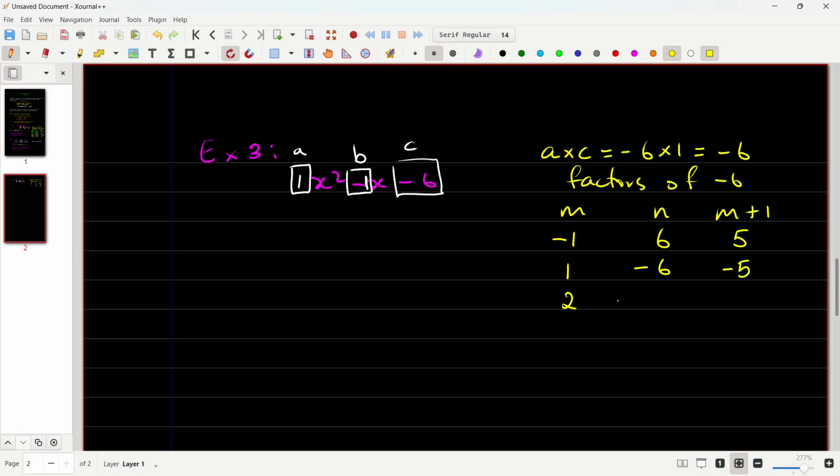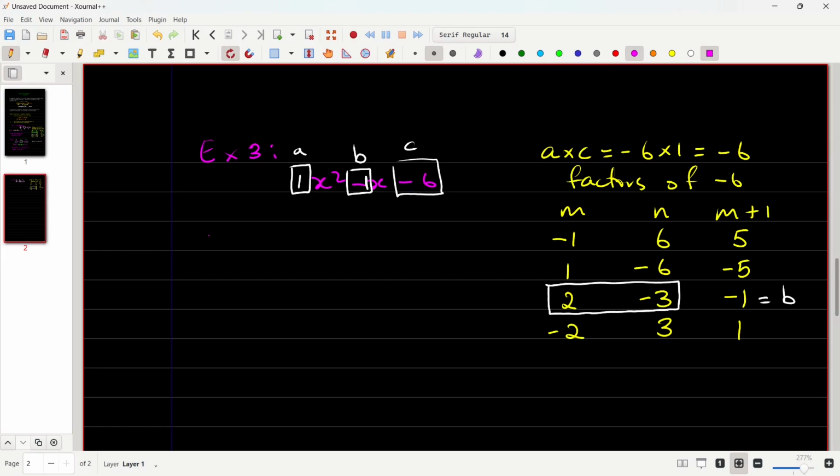Then we have 2 times negative 3, which gives me negative 6, but adding them gives me negative 1. Then we have negative 2 times 3, multiplying them together gives me negative 6, and adding them together gives me a positive 1. I am looking for negative 1, so I can see right here this is negative 1. This value, negative 1, is equal to b, so I'll be using this to split the center.